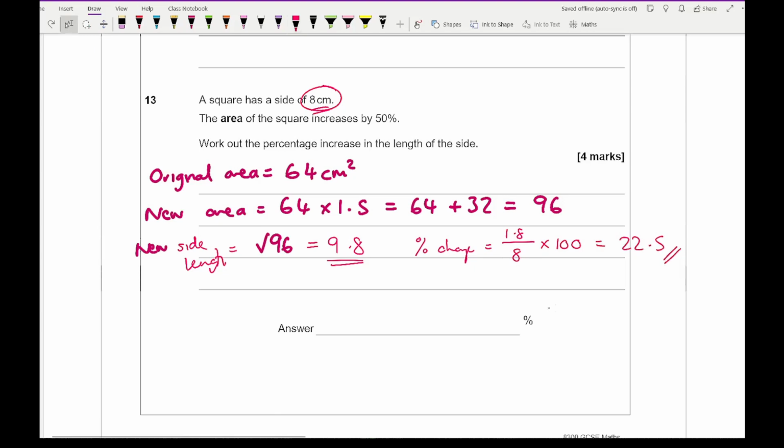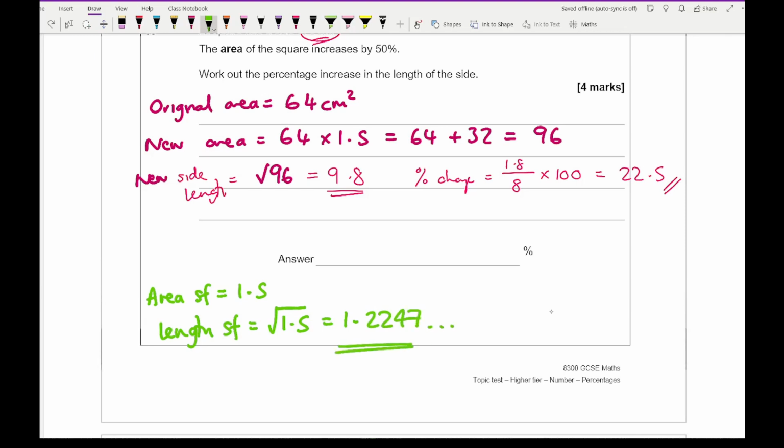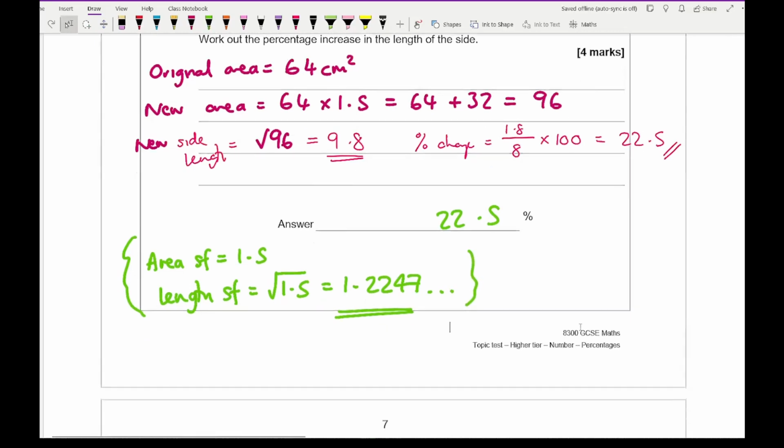Another way of looking at it, if you're familiar with area scale factors: if the area scale factor is 1.5, then the length scale factor is going to be the square root of 1.5, which gives me an answer of 1.2247, which, knowing your percentages, is an increase of 22.5%. So any of those methods would be good enough for the 4 marks.